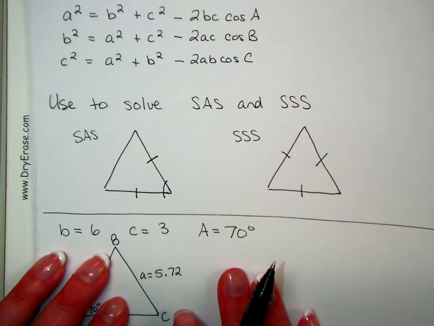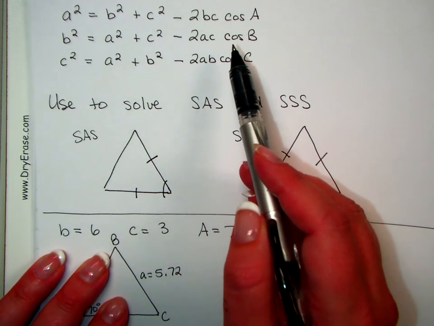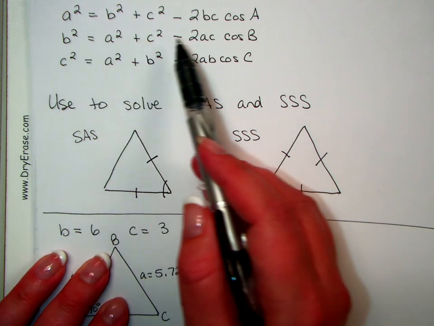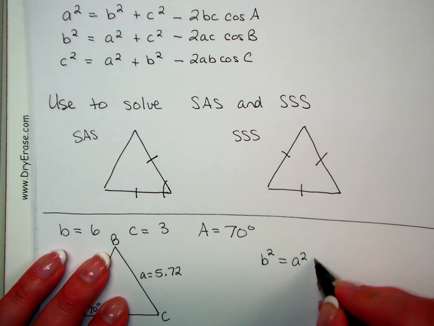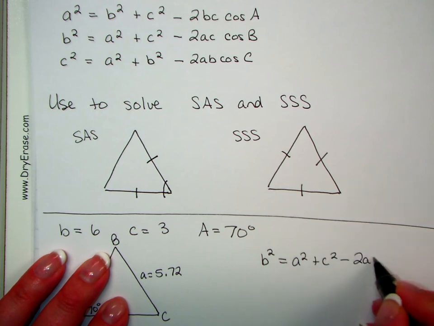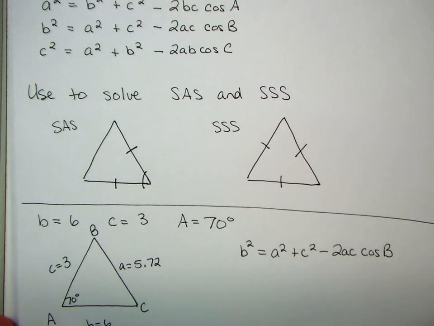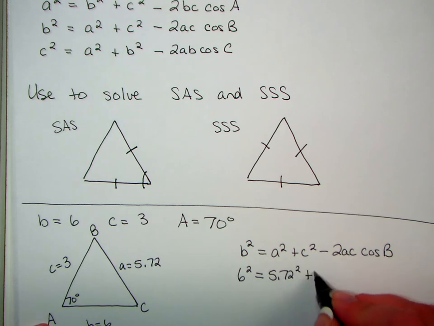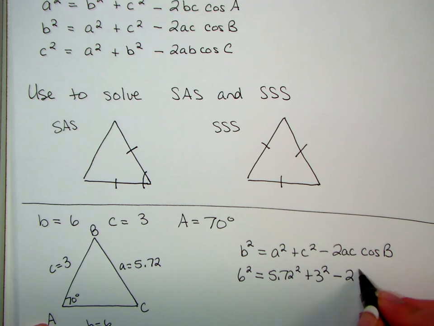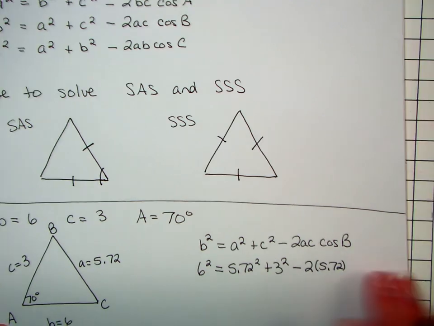The only law of cosines equation that uses angle B is the middle one. So I'm going to go ahead and write that down. B squared equals A squared plus C squared minus 2AC cosine B. Right? So I'm going to plug those numbers in there. 6 squared equals 5.72 squared plus 3 squared minus 2 times 5.72 times 3 times cosine B.